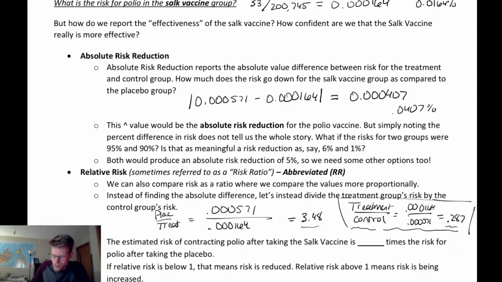So if I go this route, then my interpretational statement will be that the estimated risk of contracting polio after taking the Salk vaccine is 0.287 times the risk for polio after taking the placebo. One thing we can notice here is that if our relative risk is below 1, that means the risk is reduced for people in this top group. If the relative risk is above 1, it means that the group we're listing on top has the higher risk. So 1 is kind of our standard, right? A relative risk of 1 means that we have equal risk in both groups. So below 1 or above 1 is just telling us which group has the higher risk.